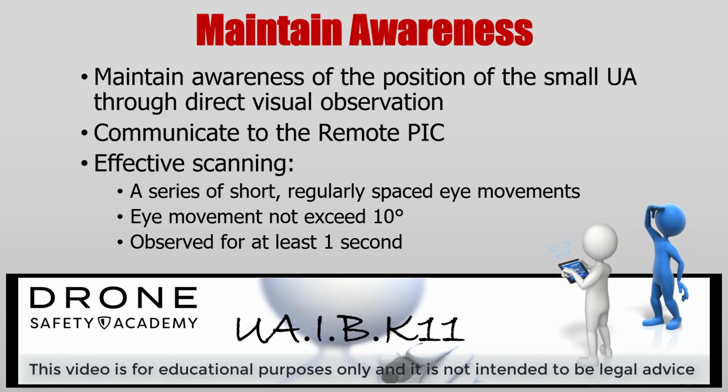The visual observer will maintain awareness of the position of the small UA through direct visual observation and communicate this to the remote pilot in command or the person manipulating the controls. The visual observer will use effective scanning, which includes a series of short, regularly spaced eye movements. Each eye movement will not exceed 10 degrees, and each time will last at least 1 second.